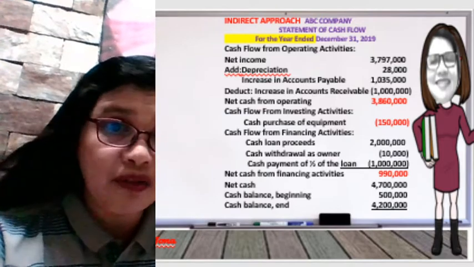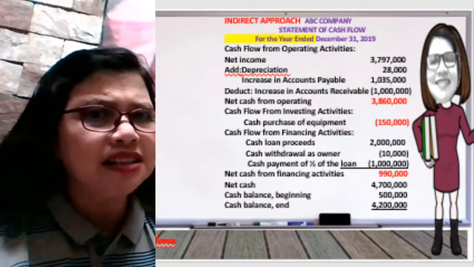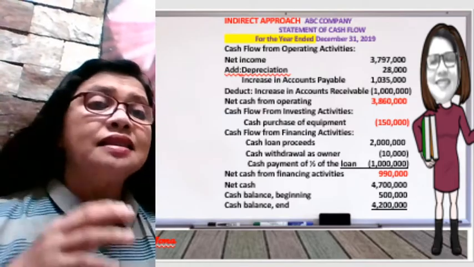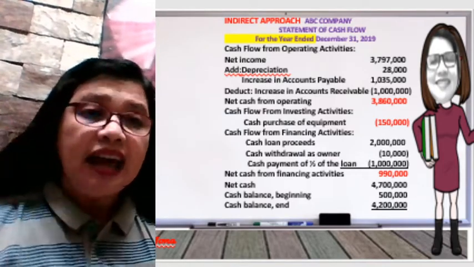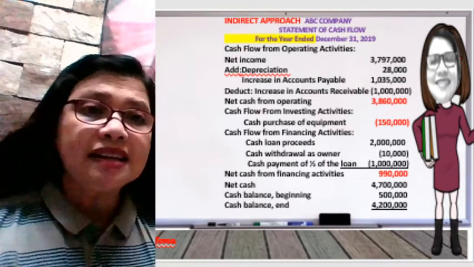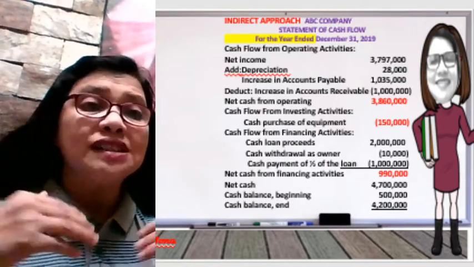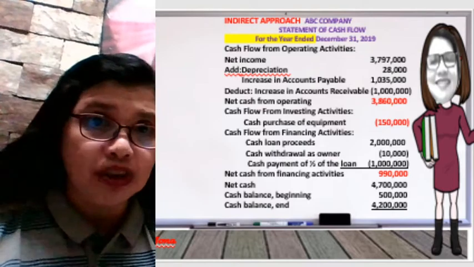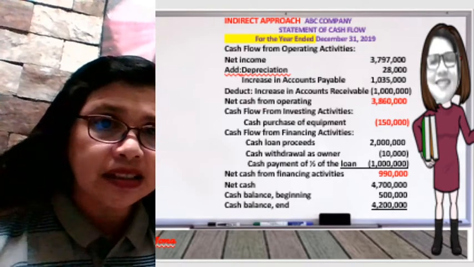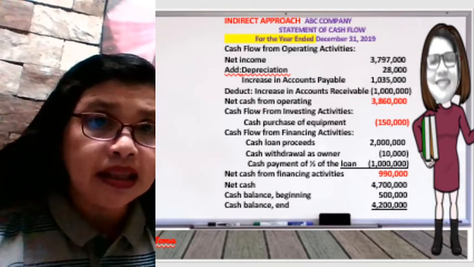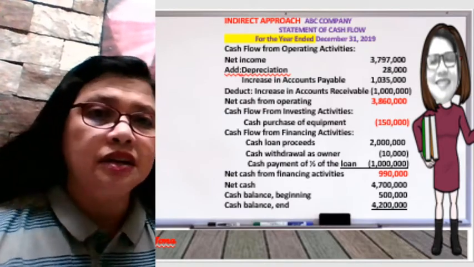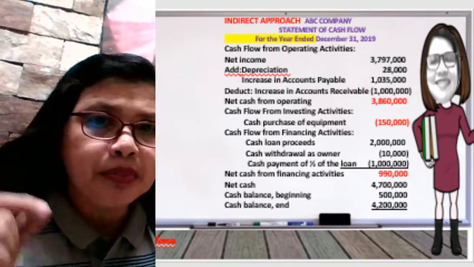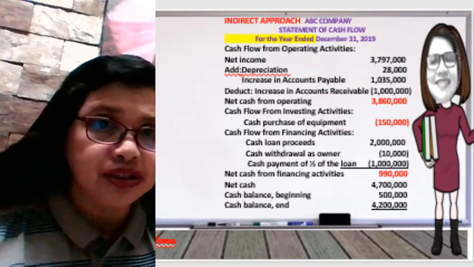So the same with the investing activity. Again, what is an investing activity? These are the activities which concern the purchase and sale of non-current assets to facilitate your business operation. So in this case, the company bought an equipment, okay, maybe to hasten the production. So the purchase of equipment, that's a deduction.